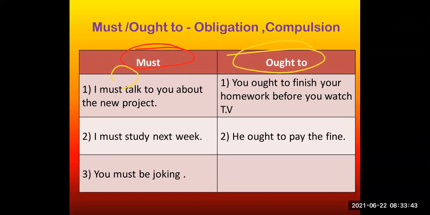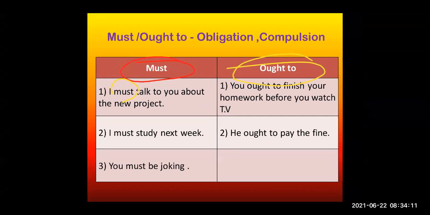Second example: he must pay the fine, or he ought to pay the fine. So he ought to pay the fine. It is used when it functions as a compulsion. So here we have completed the modal auxiliaries must and ought to, and with that, all the modal auxiliaries.